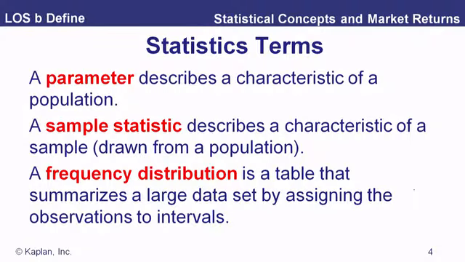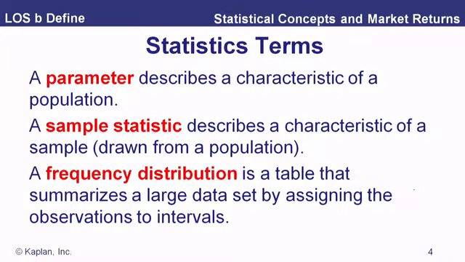So you'll be called upon to identify which type of scale some various measurements are. So some more terms. A parameter describes a characteristic of a population. A sample statistic describes a characteristic of the sample, just as we talked about the true mean of a population versus the sample mean, a sample drawn from that population.